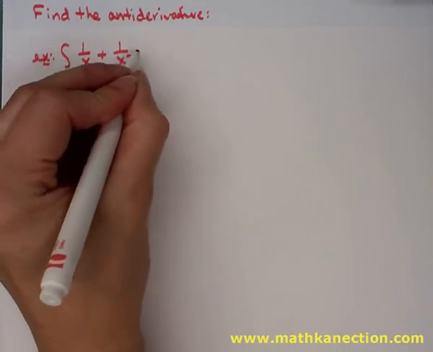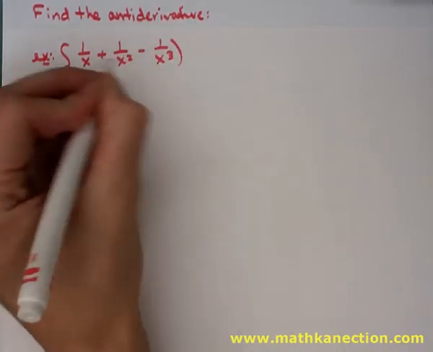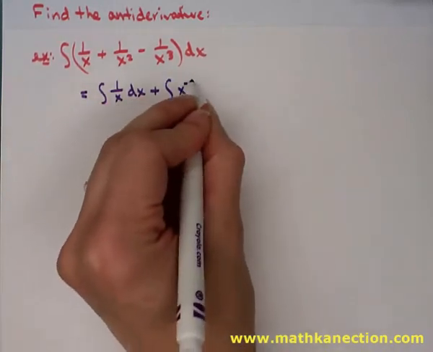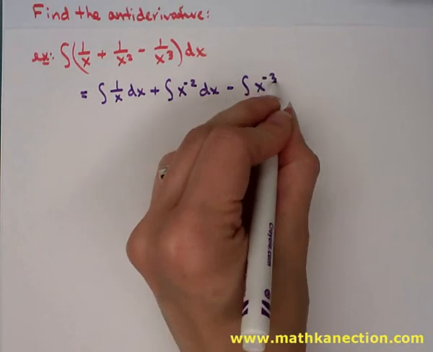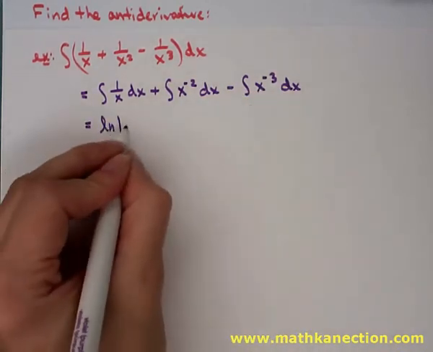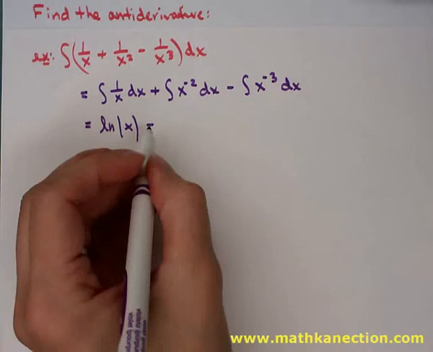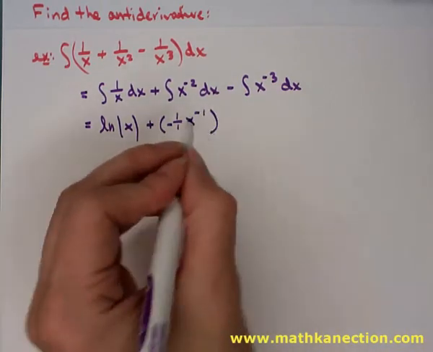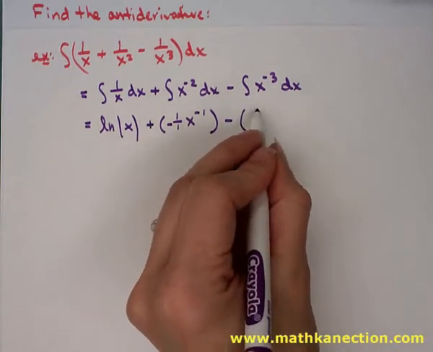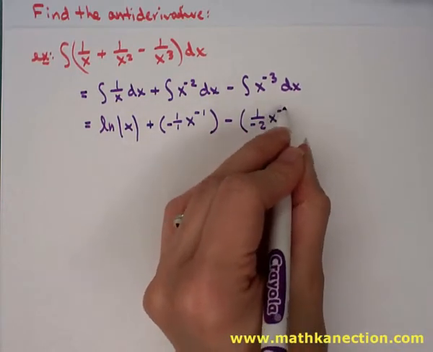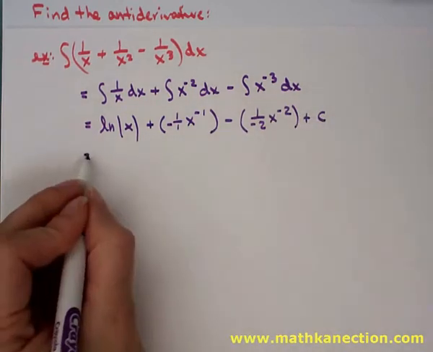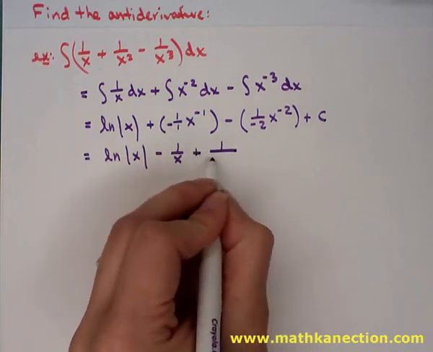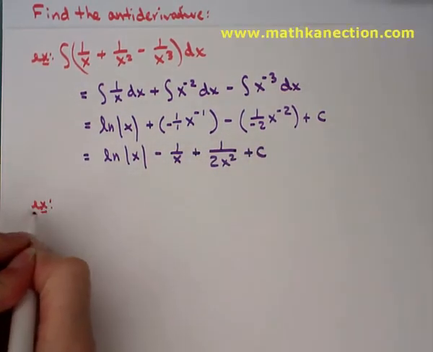Antideriving the integral of 1 over x plus 1 over x squared minus 1 over x cubed dx. Each term gets its own integral, so we have 1 over x, rewriting 1 over x squared as x to the negative 2, and 1 over x cubed as x to the negative 3. The integral of 1 over x is the natural log of x. The integral of x to the negative 2 is 1 over negative 1 x to the negative 1. And x to the negative 3 becomes 1 over negative 2 x to the negative 2, and then plus the constant. Simplifying to write natural log of the absolute value of x minus 1 over x plus 1/2 with the x squared in the denominator as well.